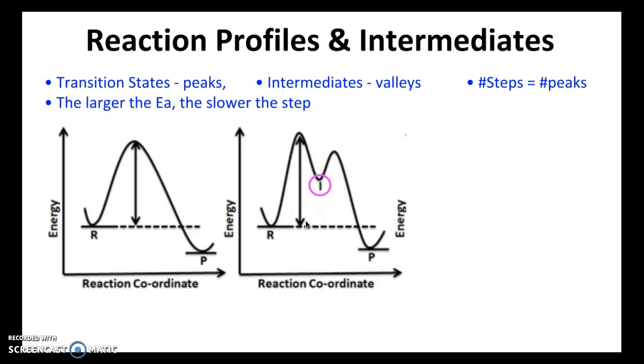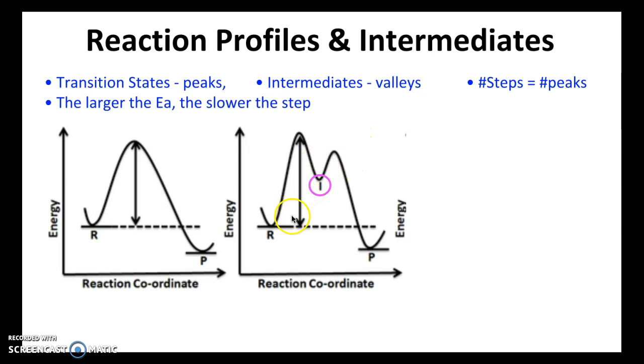Finally, what we mentioned before, the larger the activation energy, the slower the step. So remember when we talked about mechanisms before, we had fast steps and we had slow steps. You can tell from a profile which one's the slow step, and that's by measuring the activation energy. So in the first profile, there's only one step, so we don't have to worry about fast or slow steps. So let's focus on the second one here where there are two steps, 1, 2.